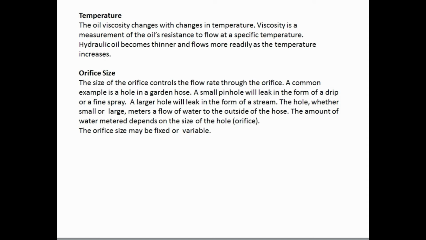Orifice size. The size of the orifice controls the flow rate through the orifice. A common example is a hole in a garden hose. A small pinhole will leak in the form of a drip or a fine spray. A larger hole will leak in the form of a stream. The hole, whether small or large, meters the flow of water to the outside of the hose. The amount of water metered depends on the size of the hole or orifice. The orifice size may be fixed or variable.